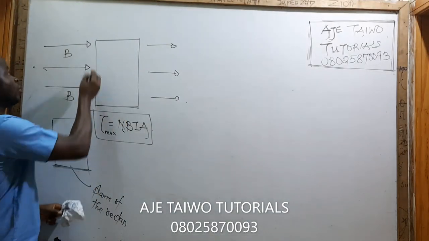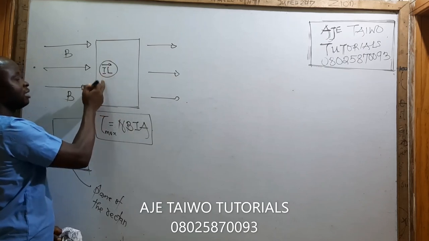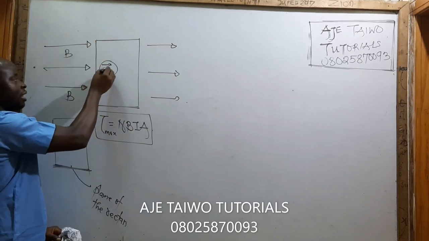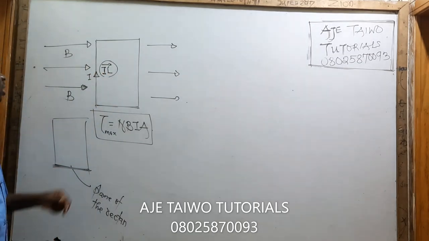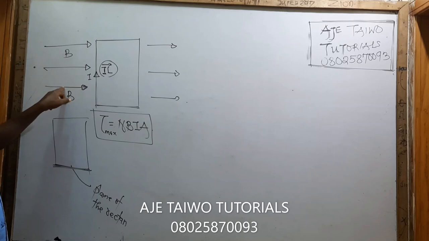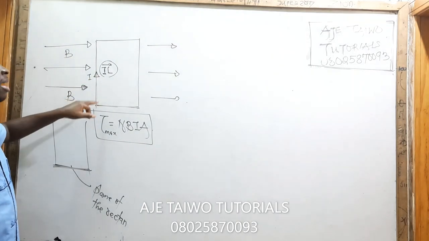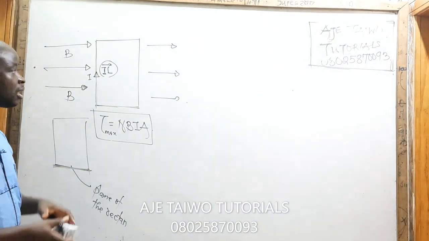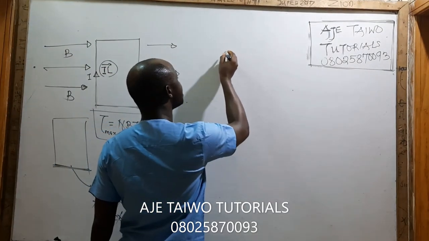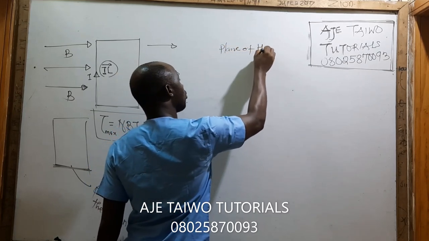Because this is when your IL, your current and the length of this conductor, the current flowing here, this vector IL is now perpendicular to your B. Maximum force is experienced like this. So you experience a maximum torque.